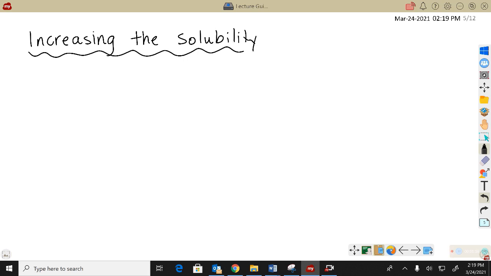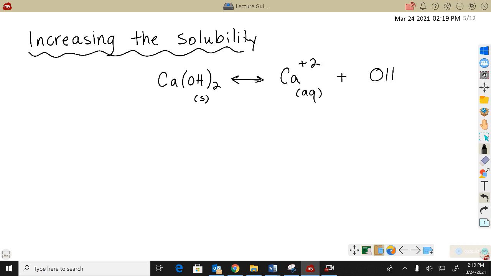All right. Let's use this equation as an example. Something like calcium hydroxide. Calcium hydroxide is only slightly soluble. And so if it dissociates, I would form some calcium plus 2, aqueous, and hydroxide minus 1, aqueous. All right, let's use this as our equation. So if that calcium hydroxide is only slightly soluble, what if I want to increase its solubility?